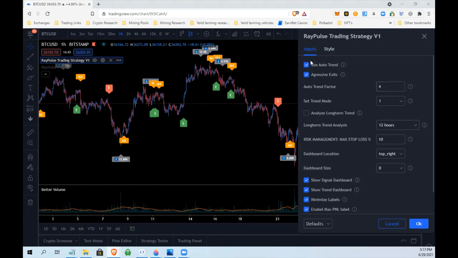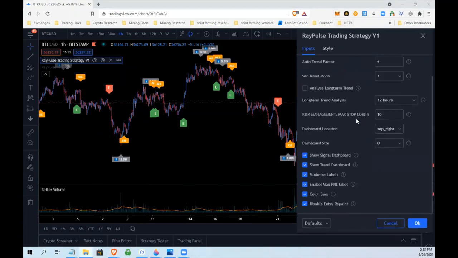We definitely suggest that you use the auto trend with a trend factor of 4 through 6, either 4, 5, or 6. And an important thing to do is to quickly back test and see how good your signals are with your current trend factor settings on whatever chart or asset you're using.